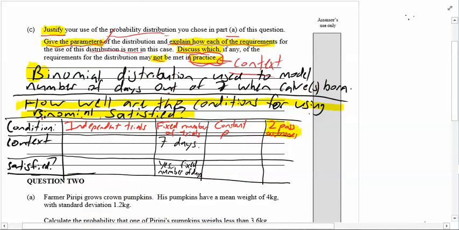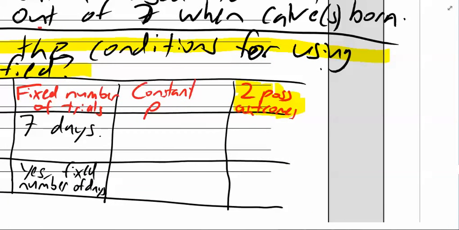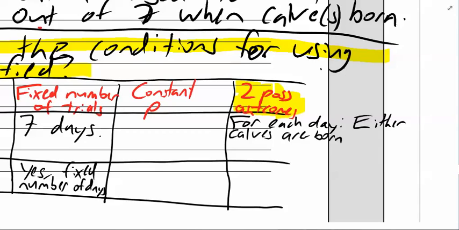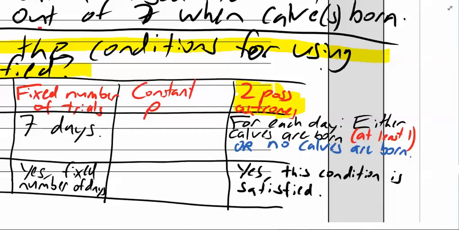So let's write that down. For each day, either calves are born, at least one, or no calves are born. That's our two possible outcomes. And is that satisfied? Well, yes, of course it is. So yes, this condition is satisfied. All right, now let's move to the next one.